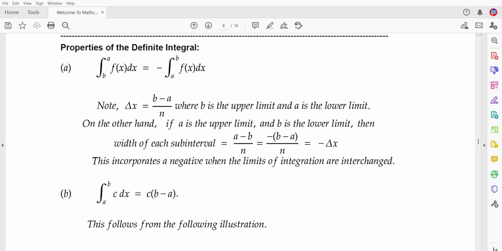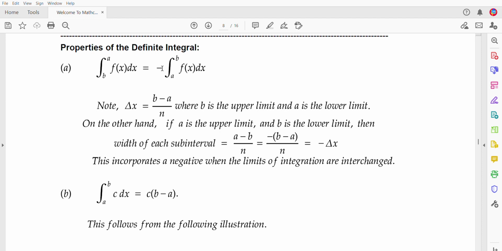Welcome back. Let's check out some properties of the definite integral. Definite integral b to a. So notice b is in the lower limit, a is the upper limit. Definite integral b to a f(x) dx is negative definite integral a to b f(x) dx. In other words, when we interchange the limits, we introduce a negation.